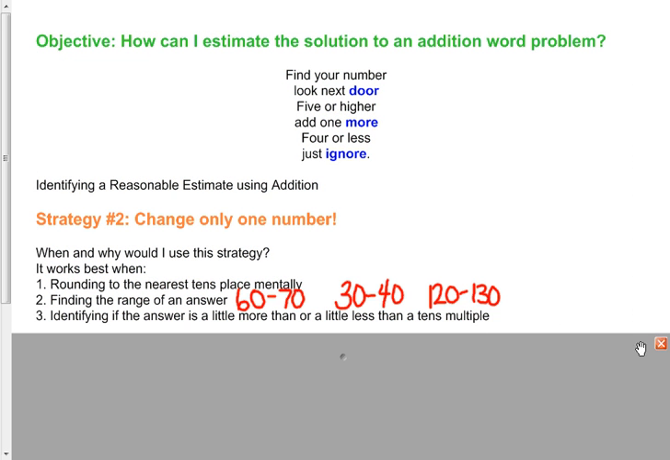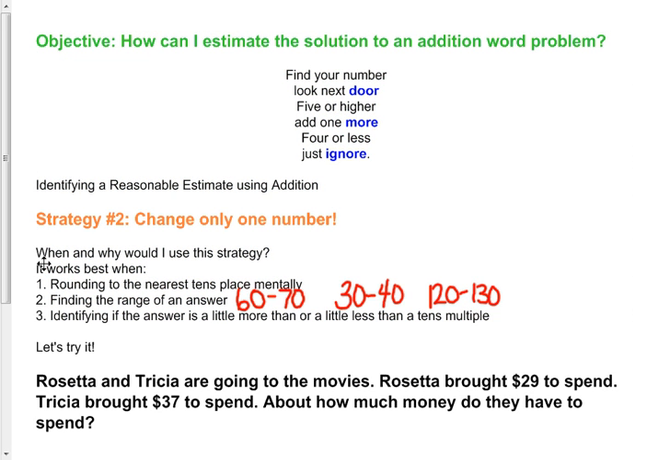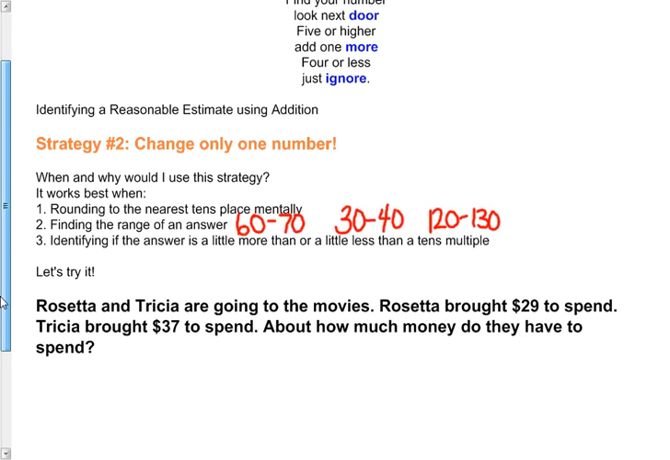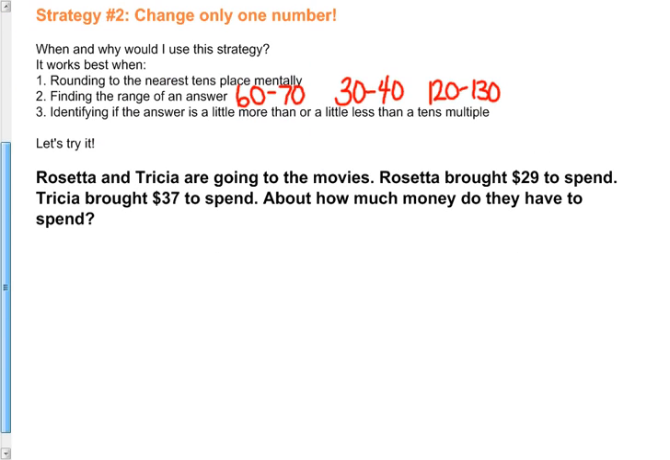Okay, so now we're going to try it with this example. Rosetta and Trisha are going to the movies. Rosetta brought $29 to spend. Trisha brought $37 to spend. About how much money do they have to spend?